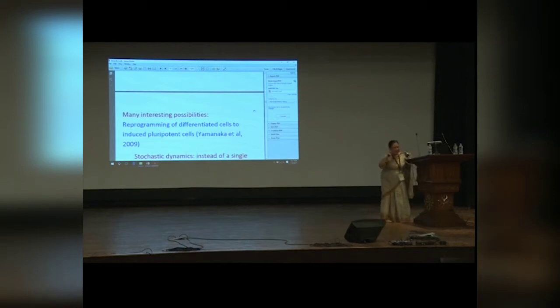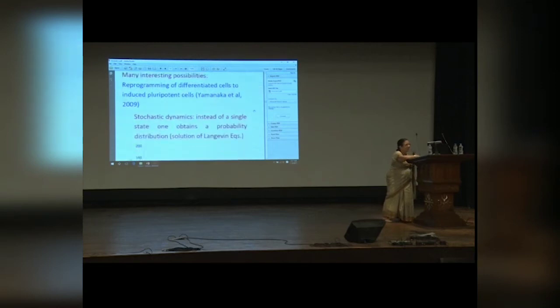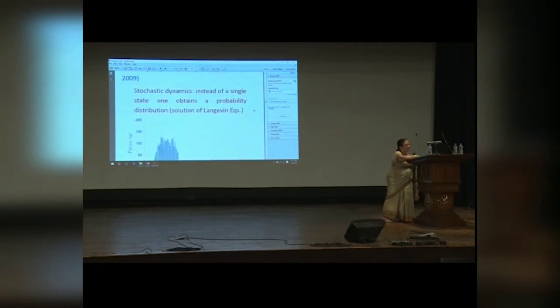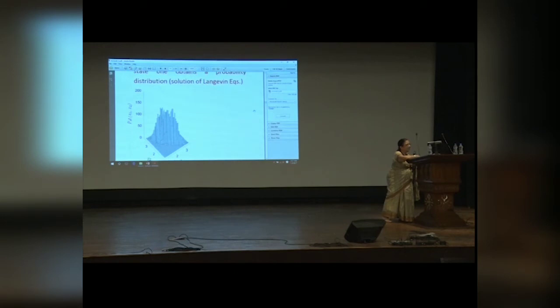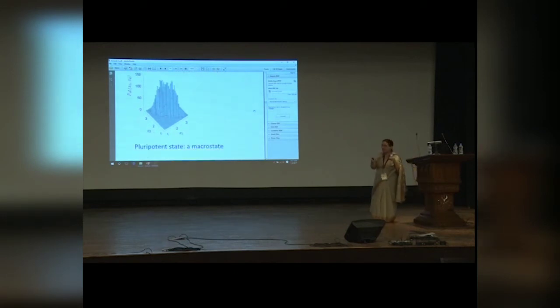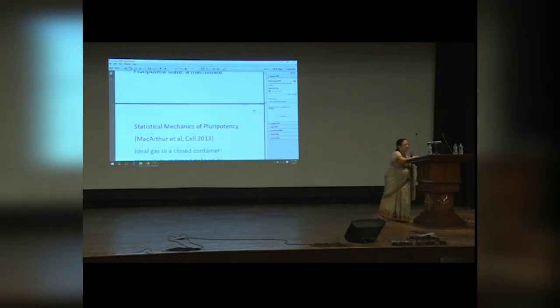I'll just hurry. In the stochastic dynamics, instead of a single state, one obtains a probability distribution. So we solved the appropriate Langevin equations, adding noise terms to the deterministic equations, and we got this probability distribution for the undifferentiated cell state. This is called the pluripotent state, meaning the state has many different possibilities. And this is a macrostate.